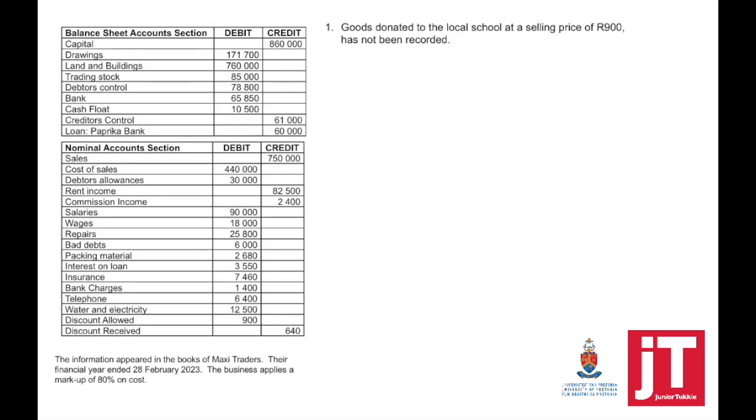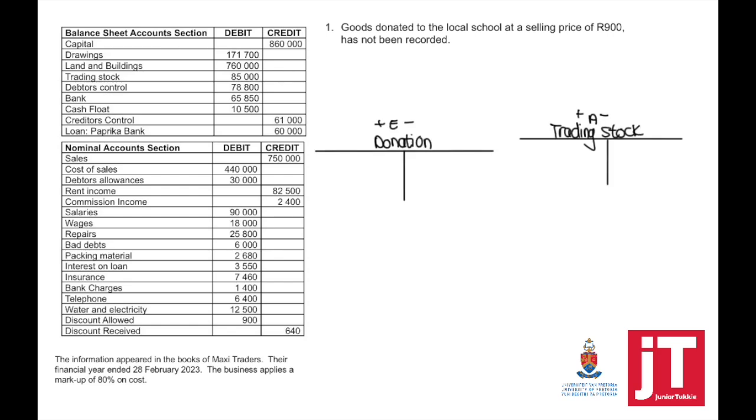Starting with adjustment number 1. Goods donated to the local school at a selling price of 900 has not been recorded. Now be very careful with this one. When we're donating goods, it's at cost and not at the selling price, which means that we need to first calculate what is the cost of the goods that were donated.